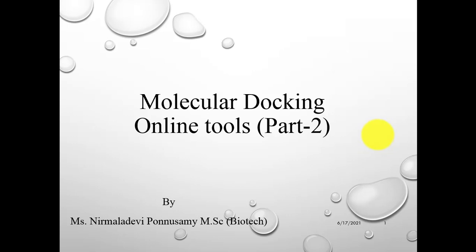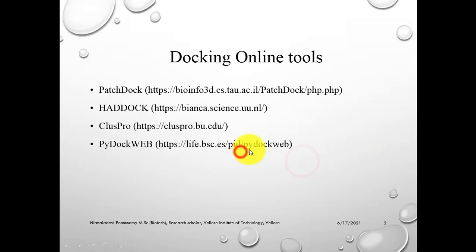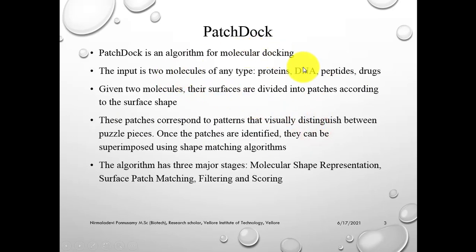So in this section we're going to see four different online servers for molecular docking. The first one is PatchDock, second one is HADDOCK, third one is GLASSFLOW, fourth one is FireDock Web. These are the URLs for the servers. In this lecture, we're going to talk about what online tools are available, their advantages and drawbacks, and how to use the servers. So the first one is PatchDock.